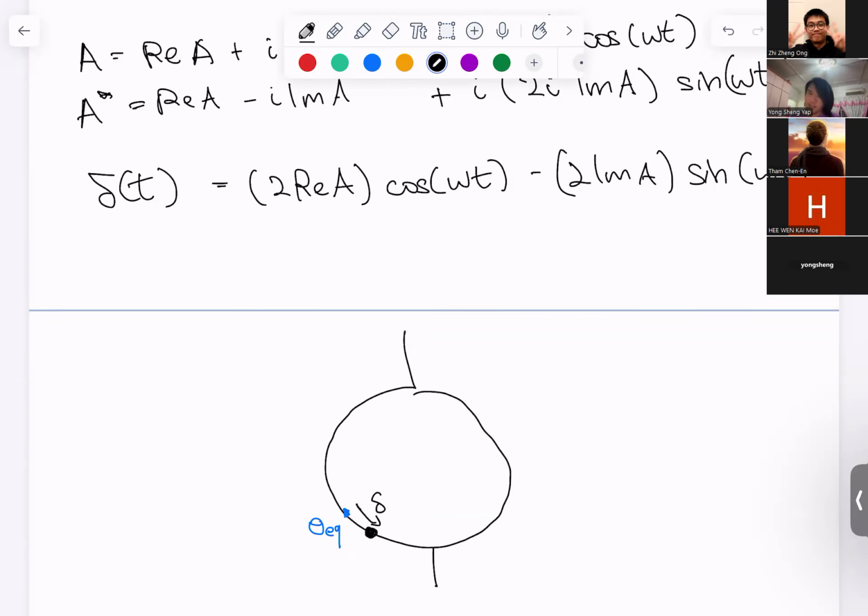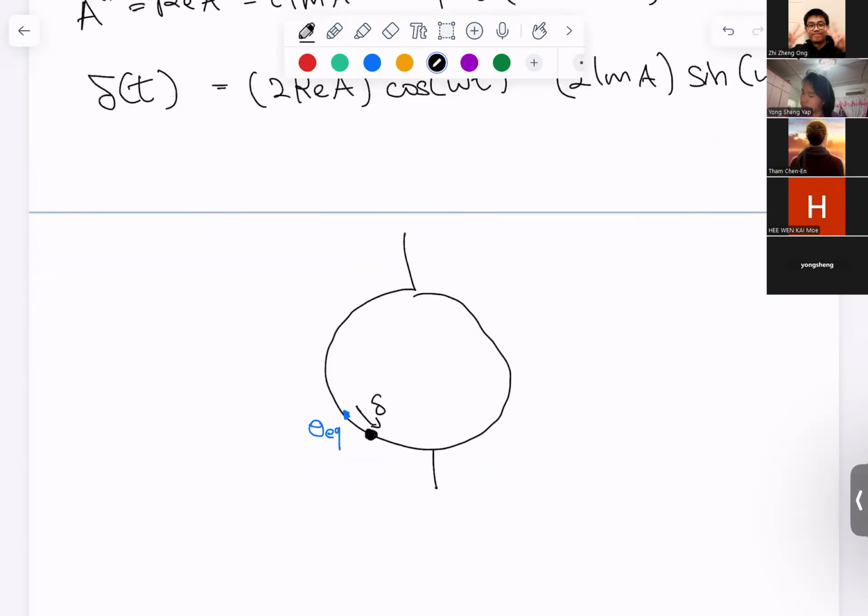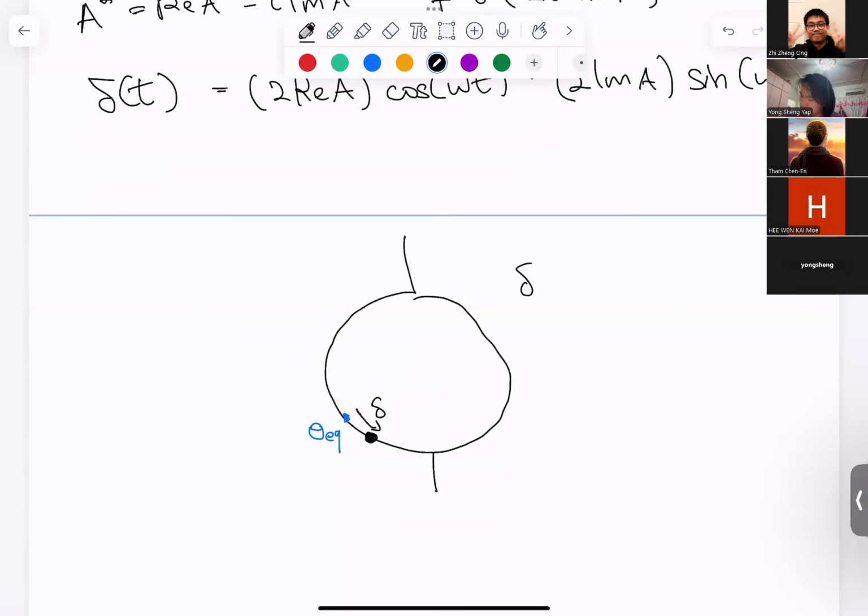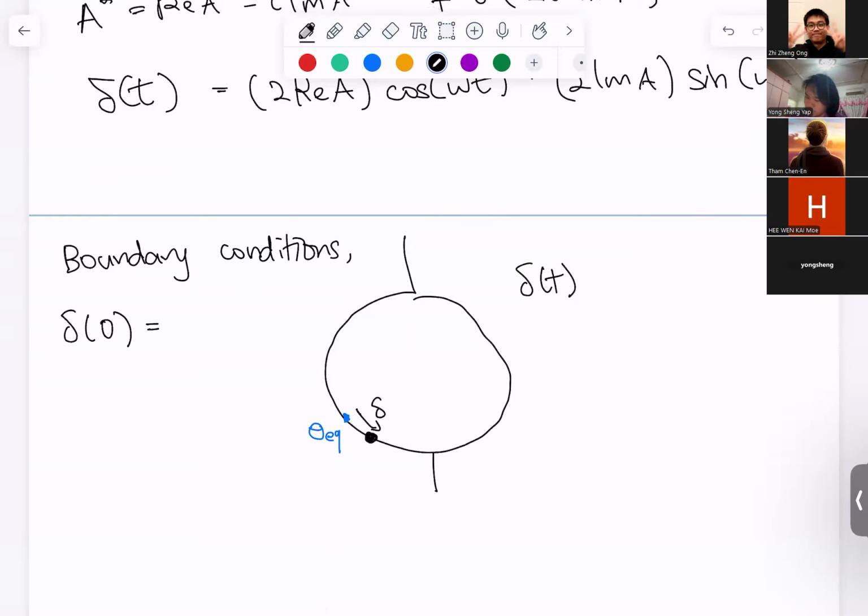So you can try to solve the boundary conditions. Initially, at t equals 0, delta of 0 was theta eq minus theta of 0. And initially there was no velocity, sorry. Initially theta dot at time equals 0 is 0, so delta dot of 0 is 0.